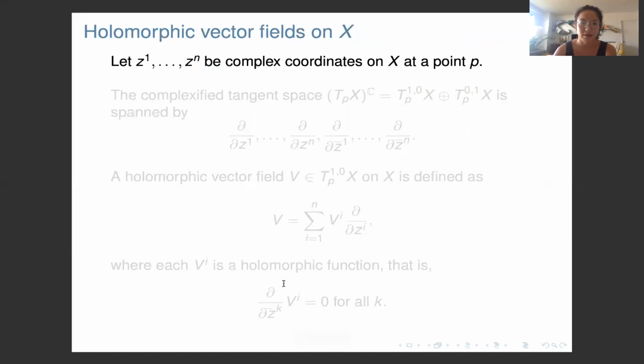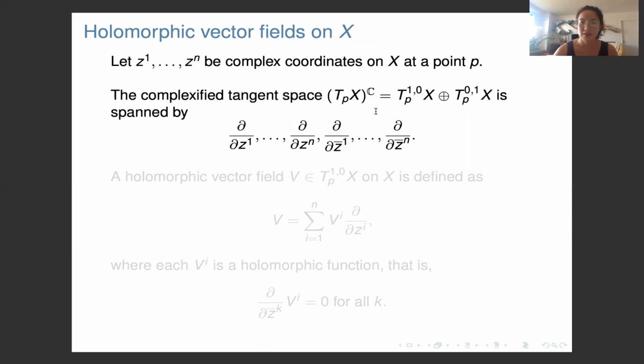Okay, so now I'm going to move into talking about holomorphic vector fields, because that's the second essential thing we need for this talk. If we have z_1 through z_n complex coordinates on x at a point p, then the complex tangent space is defined to be T_p x tensor C, which is the direct sum of the (1,0) parts and the (0,1) parts. And so it's spanned by the (1,0) parts and the (0,1) parts.